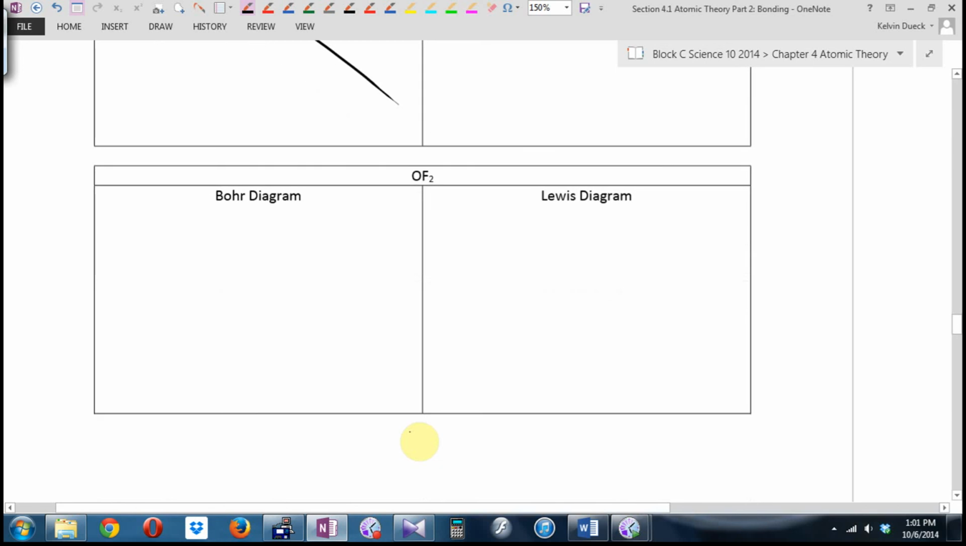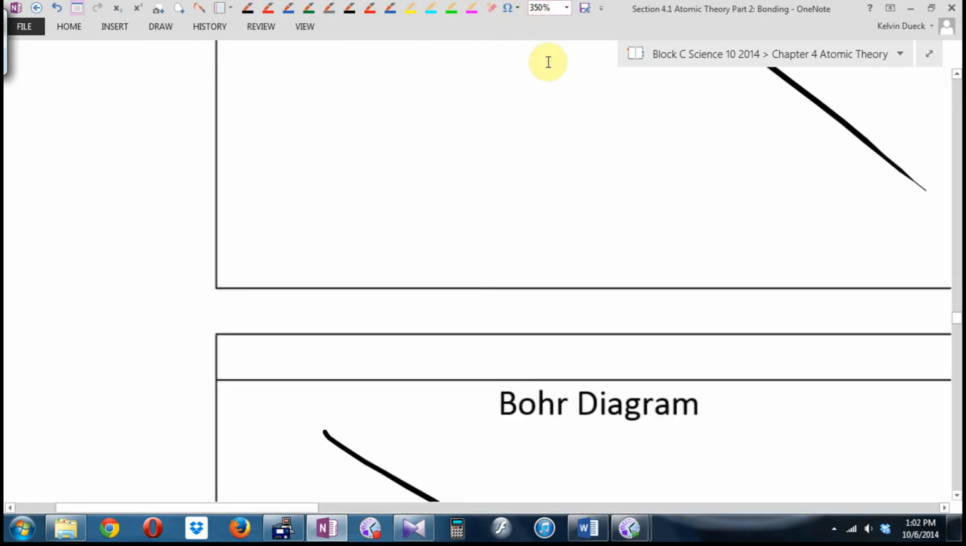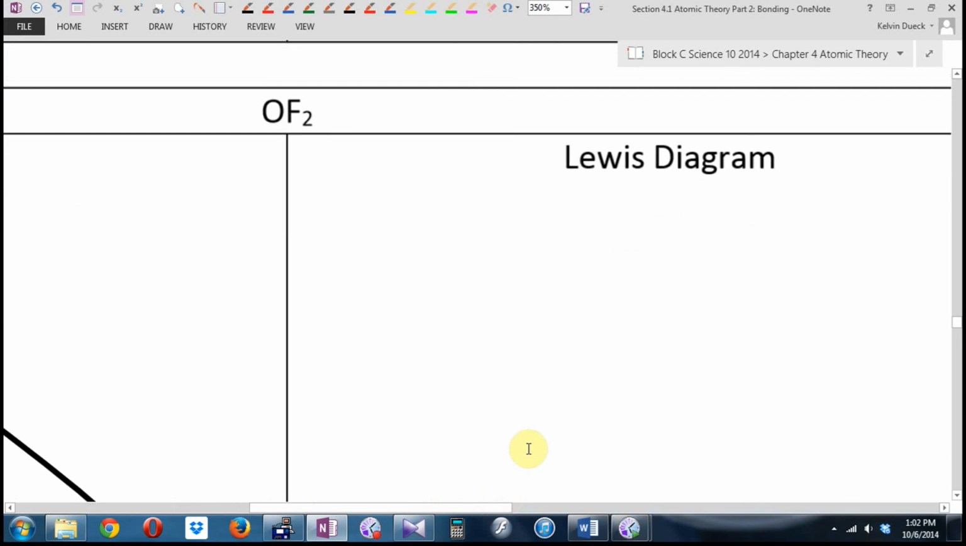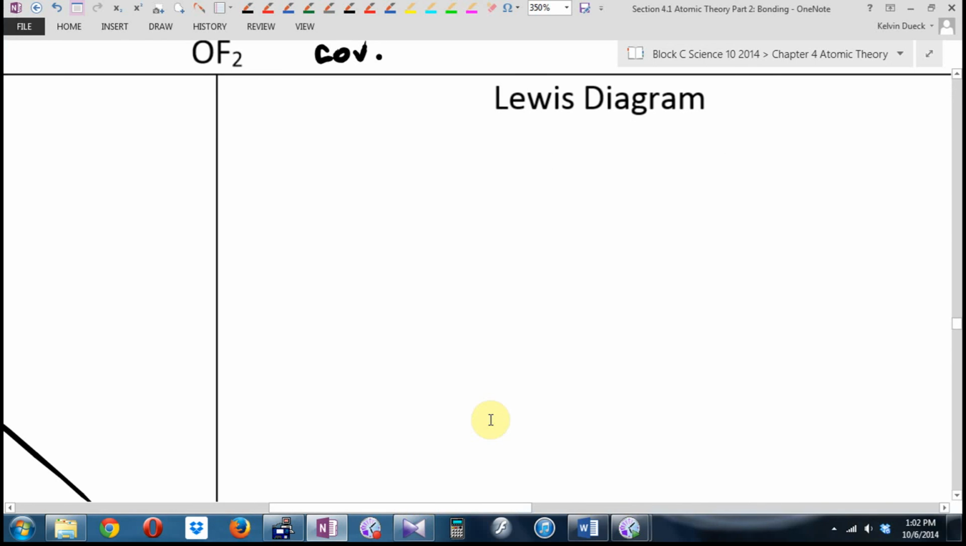Let's try OF2. Skip the Bohr. Let's zoom in. So I've ditched the checklist. First of all, how do I know that this is covalent? Oxygen, not a metal. Fluorine, not a metal. Covalent. Which one is there fewest of? So my picture is going to have an O and then F over here and an F over here.